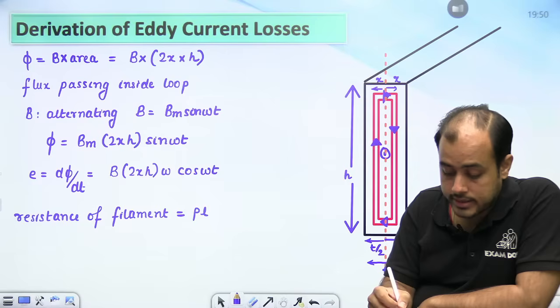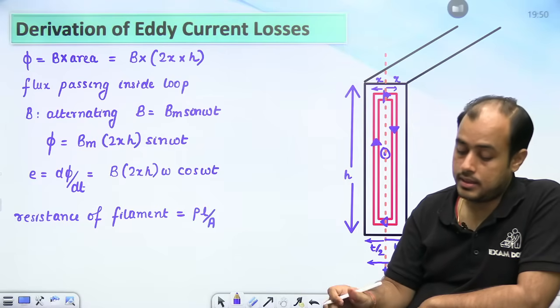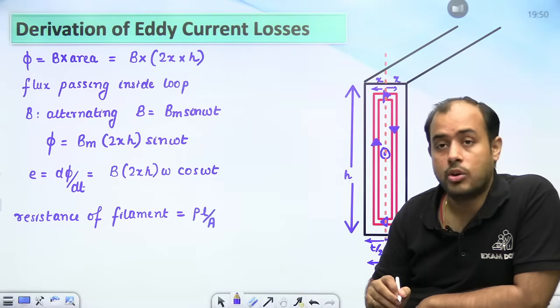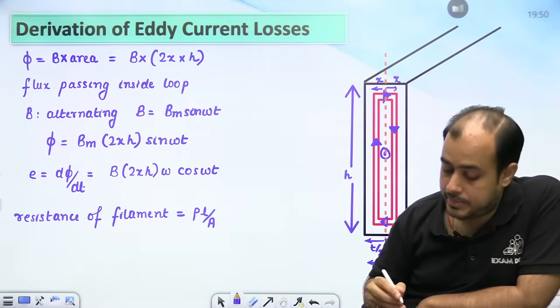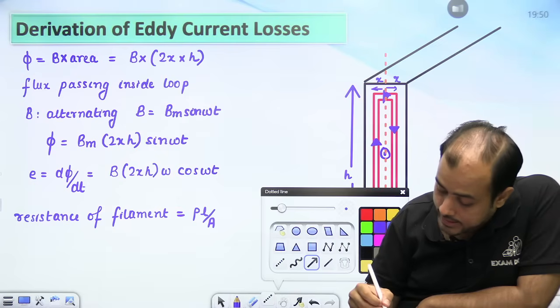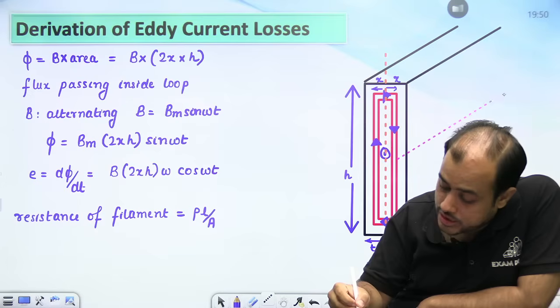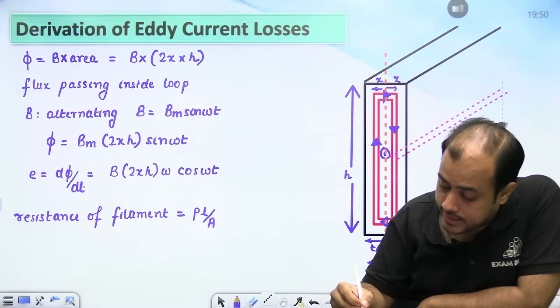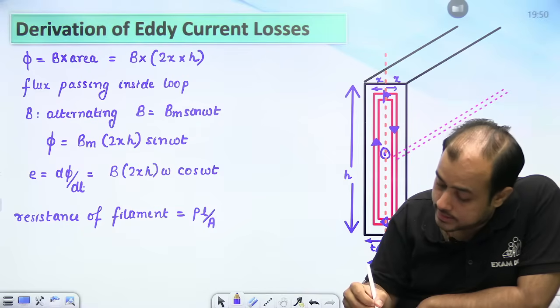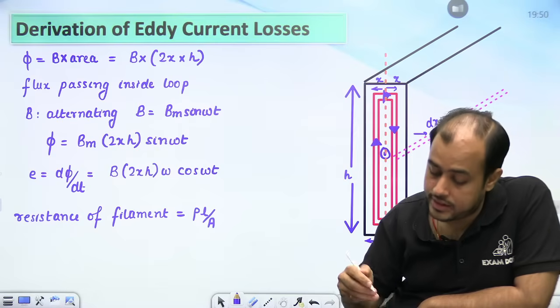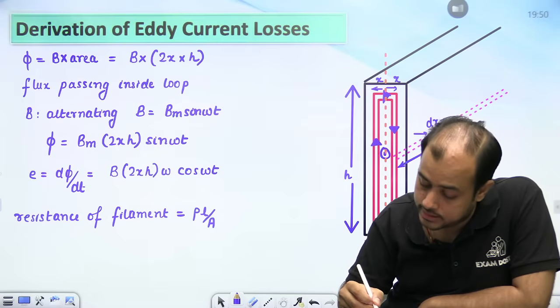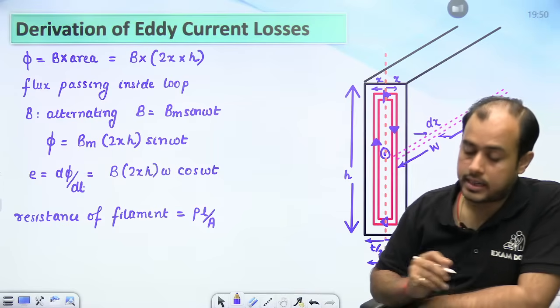So resistance of this thin loop is rho L by A. Now the length. What is the length beta? Length is the perimeter. Length क्या है? Perimeter है. And area is always taken perpendicular to the current. एरिया हमेशा करंट के परपेंडिकुलर लिया जाता है। तो this is the thickness dx and I will say this is the width w. ये width आ गई w.